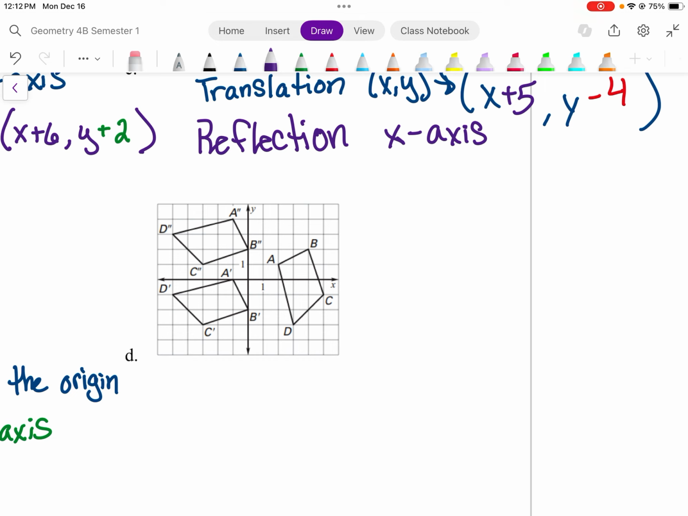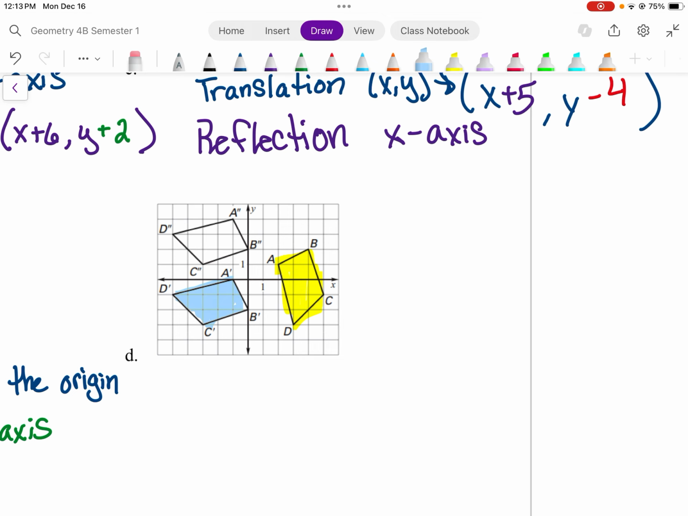Okay. Our last one, and then you will have time to work. This one we started with A, B, C, D. And then it went to ABC prime down here. And this one is kind of a challenge because it is rotated, but it's rotated in kind of a weird spot. And typically that's not going to happen. So if we have a rotation, say on a quiz or a test, the point of rotation is going to be really obvious. It's either going to be one of the points of the shape or it's going to be the origin.